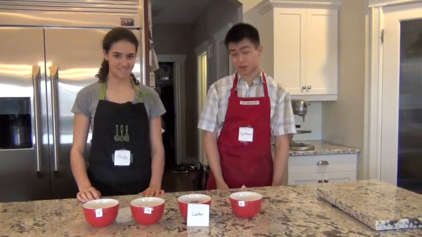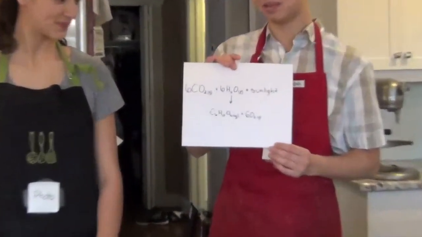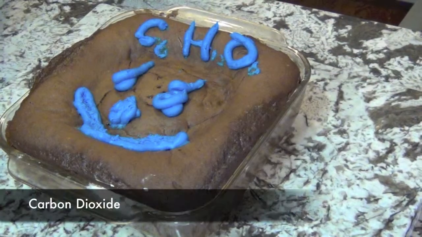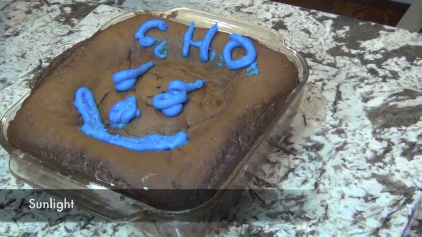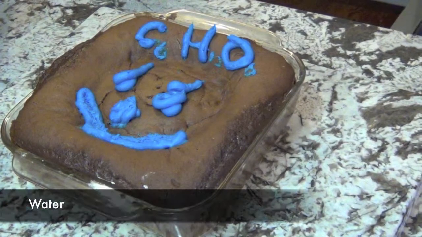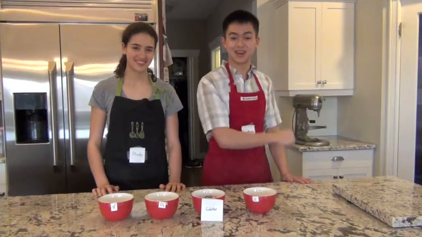We're making one of my personal favorites, glucose. Ooh. You will need carbon dioxide, sunlight, chlorophyll, hydrogen ions from its surroundings, and water. Let's get cooking.